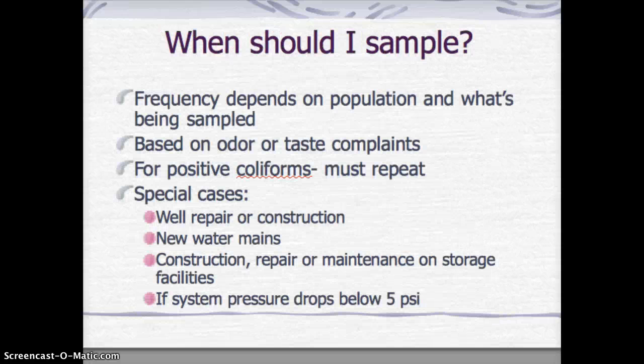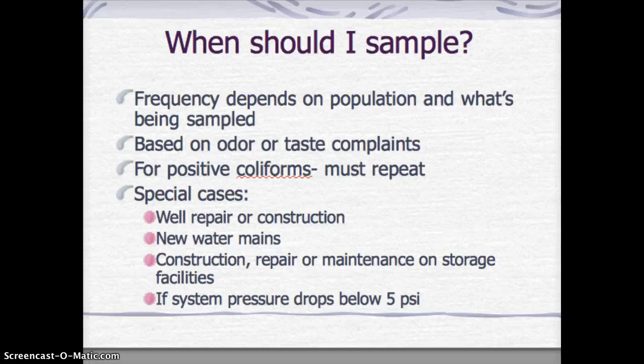All right. Now, when should I sample? The frequency will depend on the population and what's being sampled, based on odor or taste complaints. And for positive coliforms, the sampling must be repeated, and we'll go into that in a slide or two, and also that will be part of your chain of custody activity. You will be working with some positive coliforms and doing some retesting, and then writing the chain of custody form for that retesting.